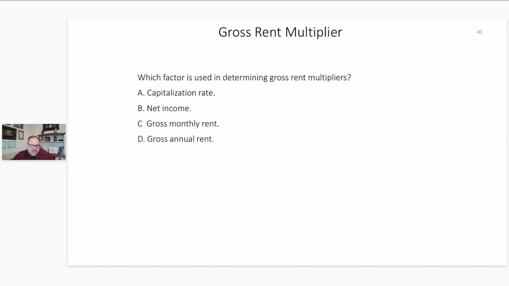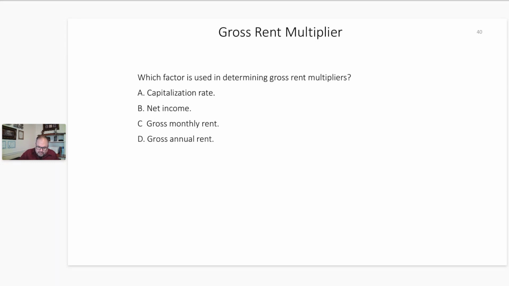The first one is in theory. Which factor is used in determining the gross rent multiplier? What do you think? Which factor is used in determining the gross rent multiplier? Right, we talked about it, gross rent multiplier. The factor we're going to use is monthly rent. The gross monthly rent. Good.